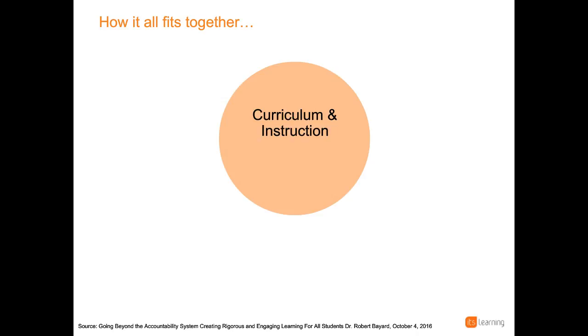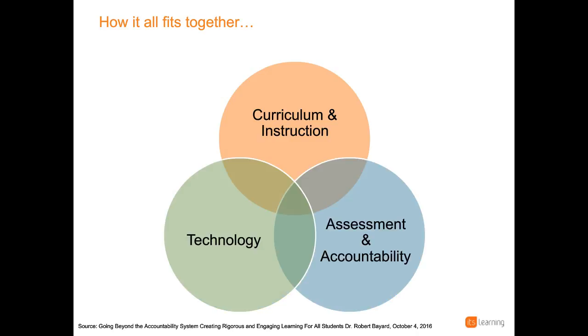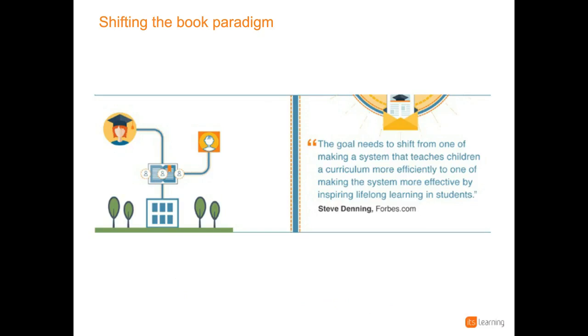So as we talk about all of this fitting together, we can take a look at curriculum. And as we look at curriculum, we have to start saying, okay, with this idea of curriculum, how does assessment and accountability fit in? And how does the technology fit in? And as we look at these 3 items coming together, we see the sweet spot. And to me, that's what a good infrastructure starts doing, it really hits that sweet spot of curriculum and instruction, technology, and assessment and accountability. So as we start looking at this, we need to have a goal of shifting from one system that makes teachers and children and curriculum more efficient to one that makes the whole system more effective, okay? So that's as we look at shifting from this idea of the book to bringing this all together.